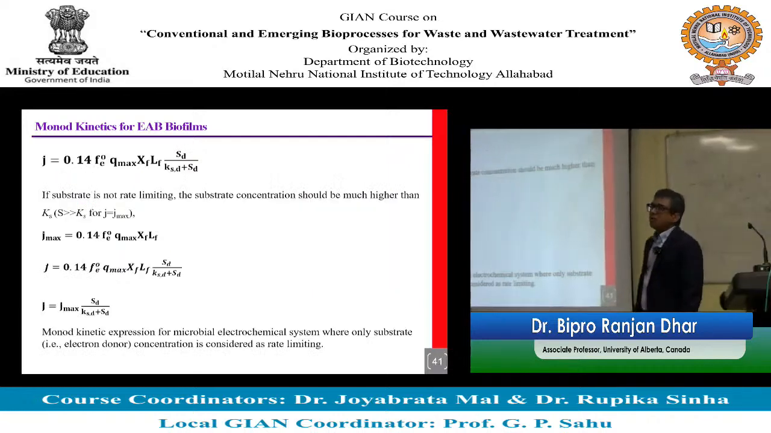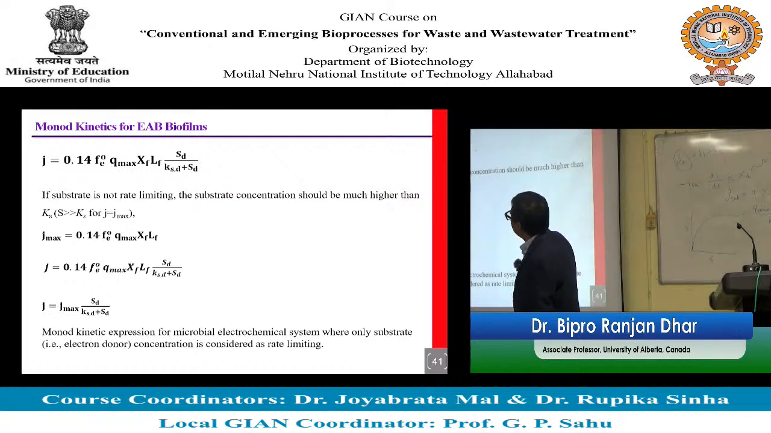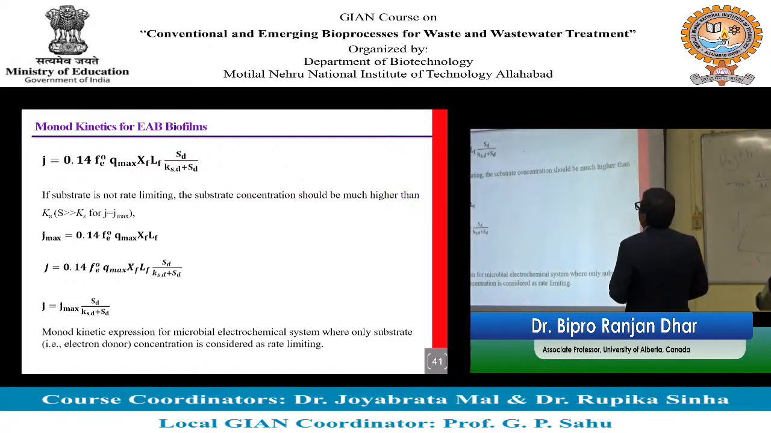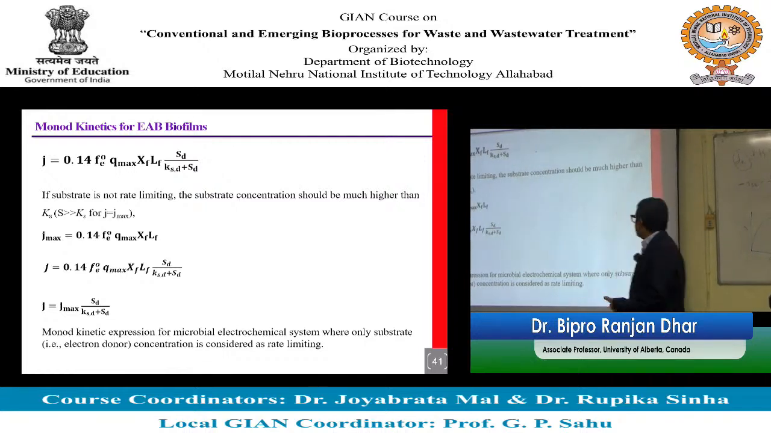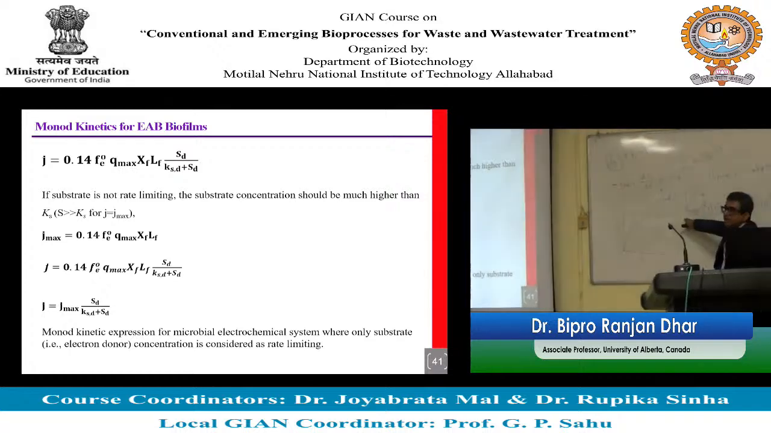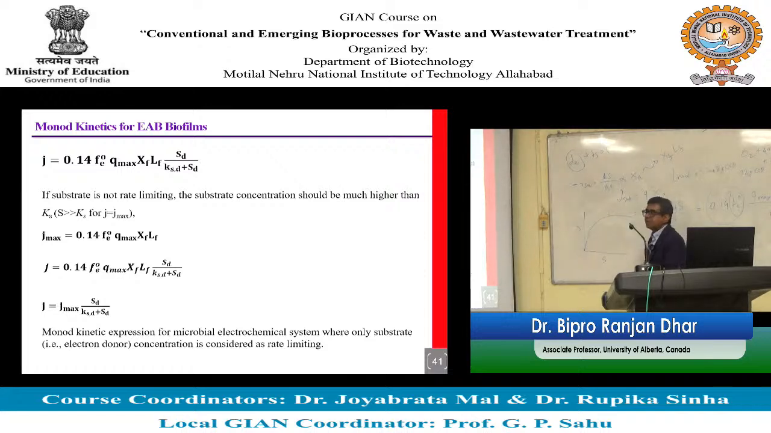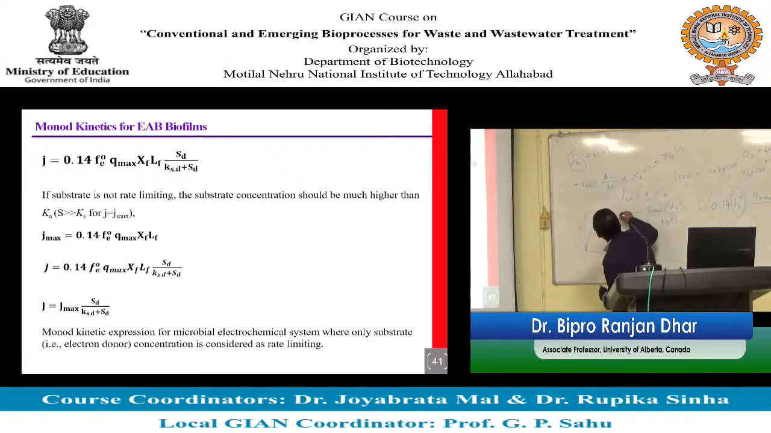So let's go back to our topic. Now we have this equation. If substrate is not rate limiting, that means your substrate concentration is very high, much higher than your Ks value. What is Ks? Ks is the concentration at which growth, or here it's current, is half the maximum. Here it's Jmax, because we are not using mu. So your Ks is the concentration where the current is Jmax divided by 2.